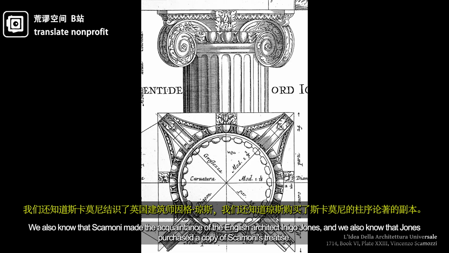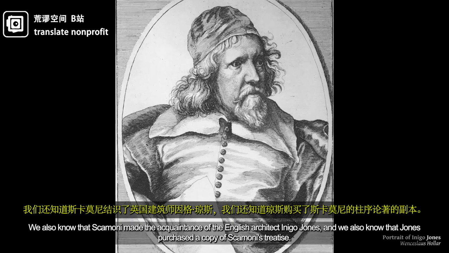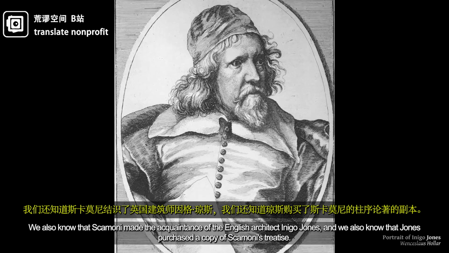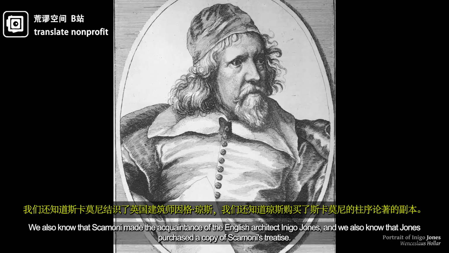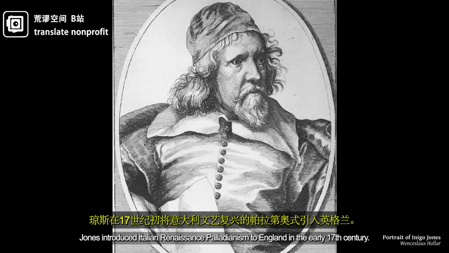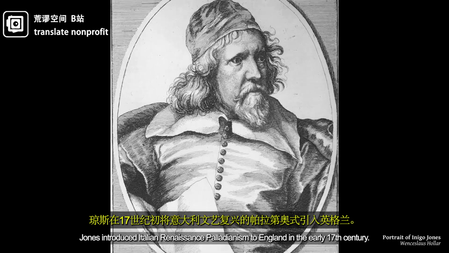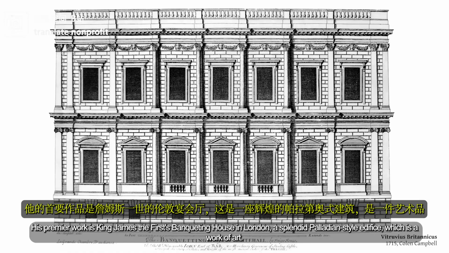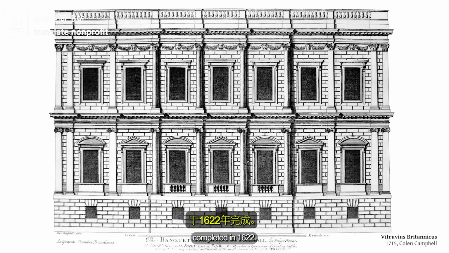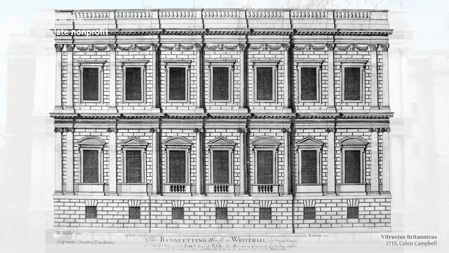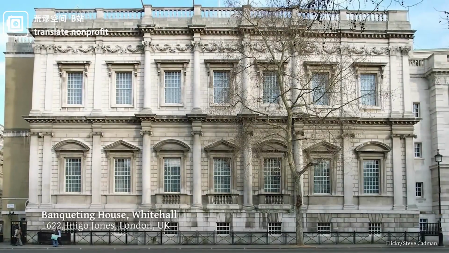We also know that Scamozzi made the acquaintance of the English architect Inigo Jones, and we also know that Jones purchased a copy of Scamozzi's treatise. Jones introduced Italian Renaissance Palladianism to England in the early 17th century. His premier work is King James I's Banqueting House in London, a splendid Palladian-style edifice completed in 1622. Here we see it today.